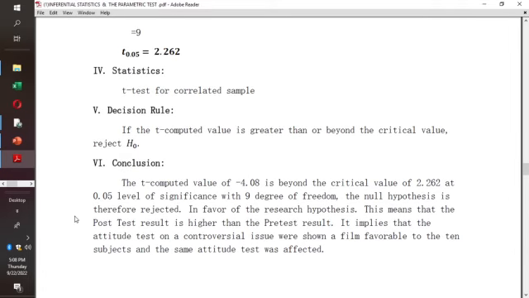Conclusion. The computed value of negative 4.08 is beyond the critical value of 2.262 at 0.05 level of significance with 9 degrees of freedom. The null hypothesis is therefore rejected in favor of the research hypothesis. This means that the post-test result is higher than the pre-test result. It implies that when the 10 subjects were shown a film favorable to a controversial issue, the same aptitude test was effective.